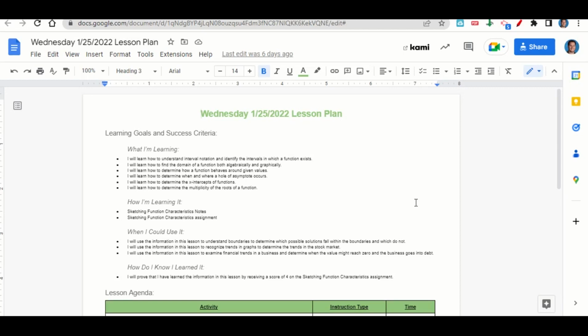How are we learning it? Through the sketching function characteristics notes and the sketching function characteristics assignment. When can we use this information? To understand boundaries, to determine which possible solutions fall within the boundaries and which do not.